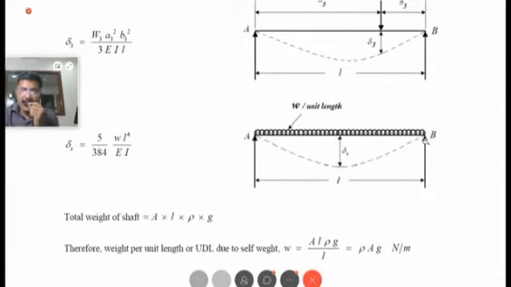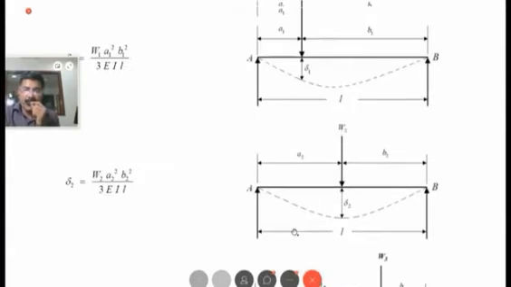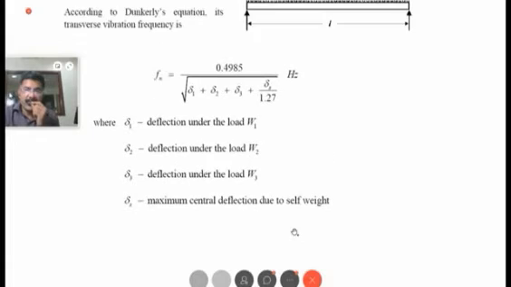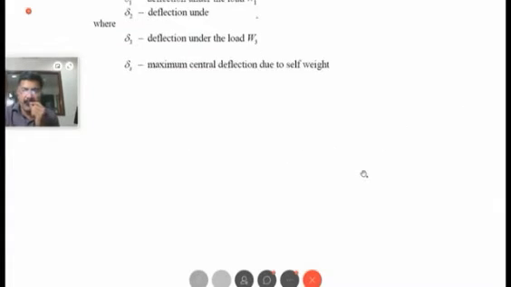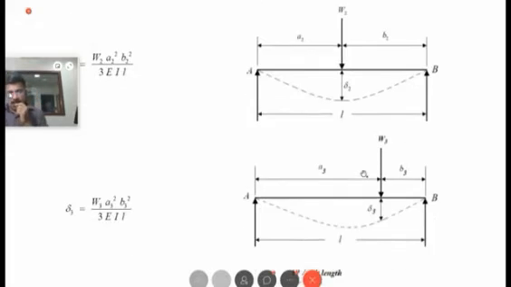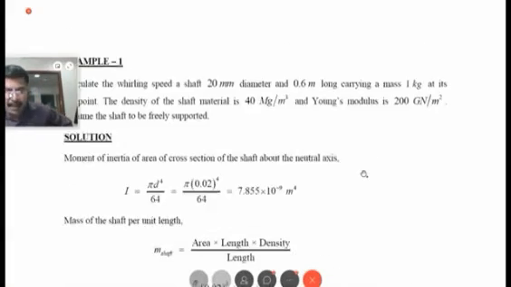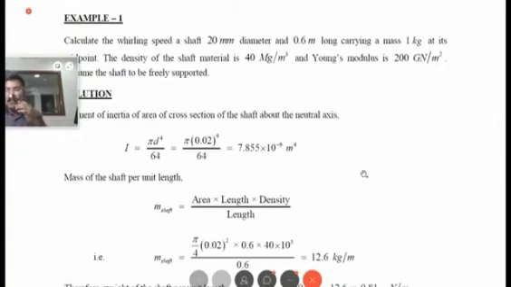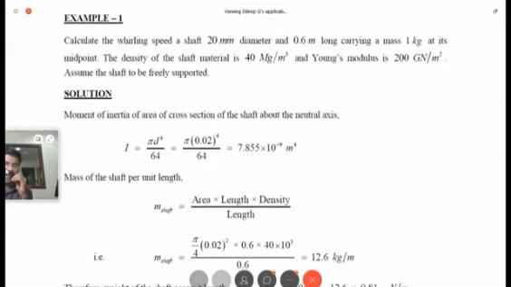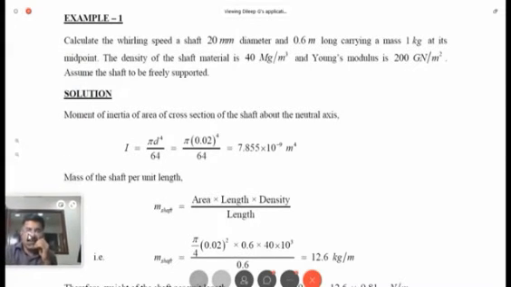അപ്പൊ നമ്മൾ ഡിഫ്ലക്ഷൻ ഡ്യൂ ടു സെൽഫ് വെയിറ്റ് കൂടി കണ്ടുപിടിച്ചോളണം. എവിടെ? ഈ ഡങ്കർലീസ് ഫോർമുലയിൽ അപ്ലൈ ചെയ്യാനായിട്ട് ഡെൽറ്റ എസ് കൂടി നമ്മൾ കണ്ടുപിടിച്ചോളണം. So that is the implication of this. So the basic theory is on. Now we are moving on to some examples, how to find out. The first two examples we will see how to find out the natural frequency or the critical speed of shaft.